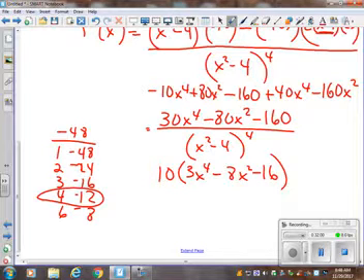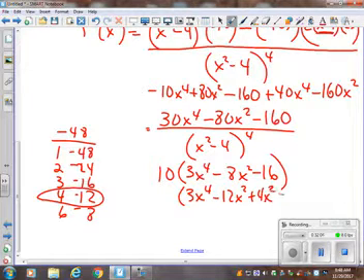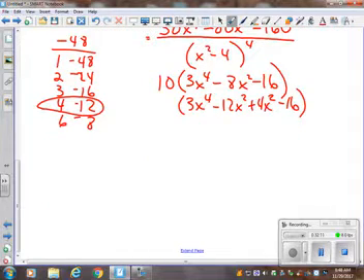So 3x to the 4th minus 12x squared plus 4x squared minus 16. I'm not worried about the 10 right now because it doesn't have anything to do with the grouping process. What can I take out of the first two terms? 3x squared. And that will leave me with x squared minus 4.